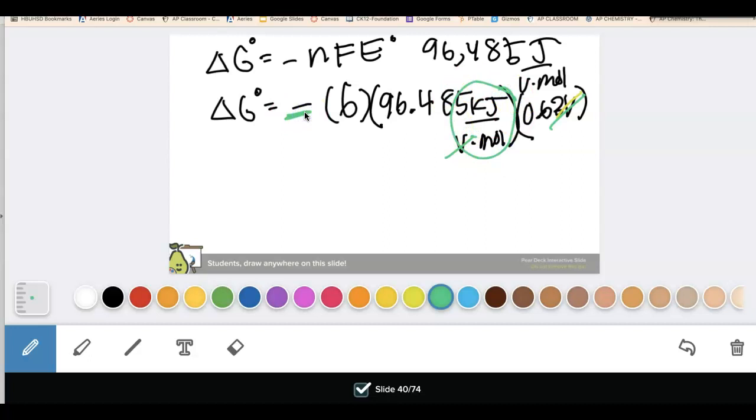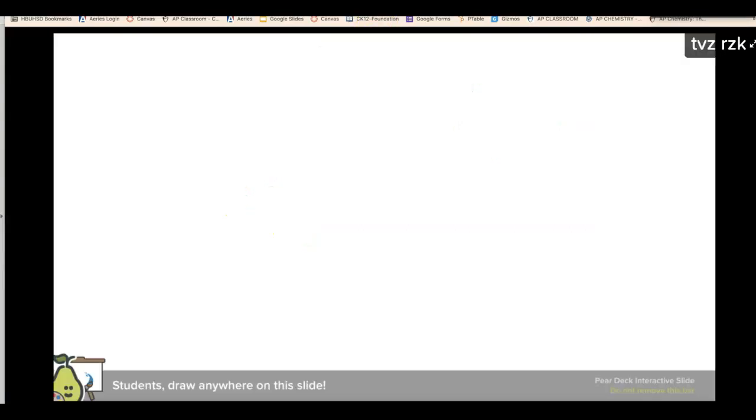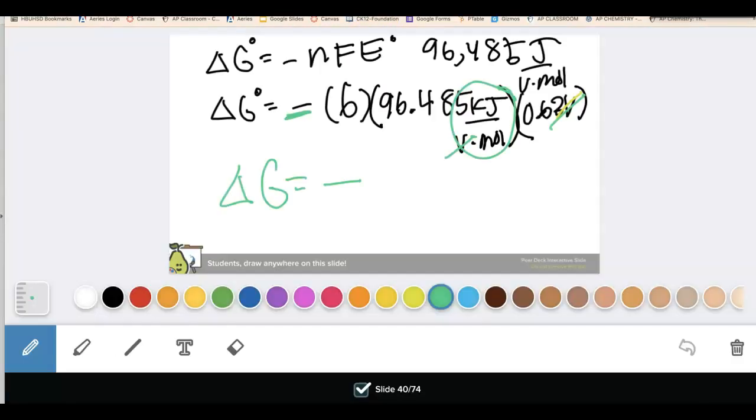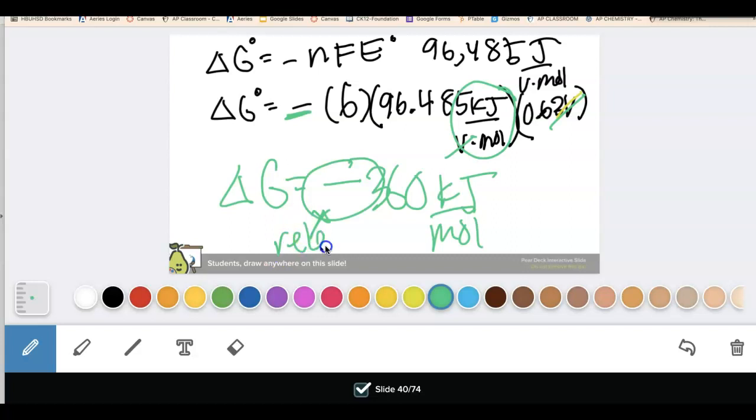Don't forget about the negative. So calculate it out. 2 sig figs again. 360. So what does this mean? This much energy is released. And then we isolate it, and it does work for us, like turn on a light bulb. Questions?